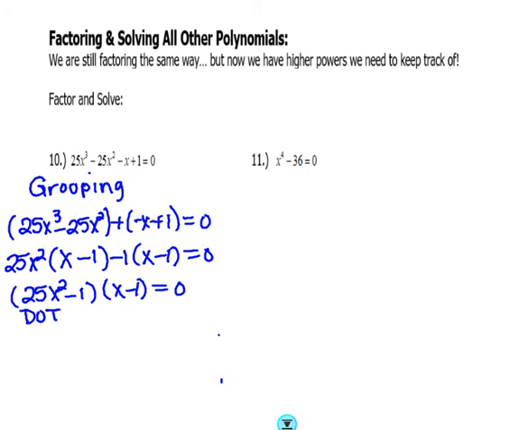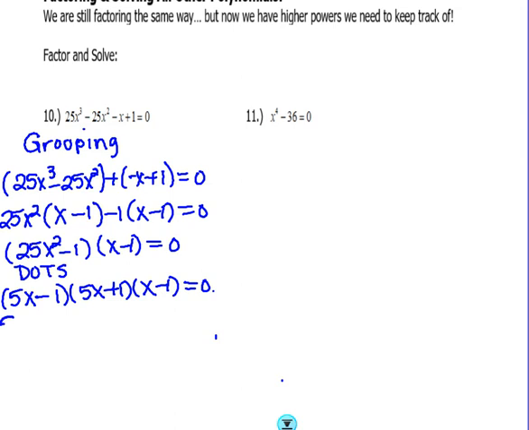This is a difference of squares, so I'm going to factor again because my goal is to factor completely. It's going to be 5x minus 1, 5x plus 1, and then x minus 1. All right, so if I was factoring, I would stop there, but we're also asked to solve. So I'm going to use the zero product property, set each factor equal to 0. And remember, I know that I'm looking for 3 answers because the degree of my polynomial is 3.